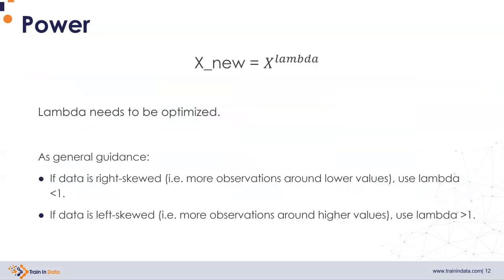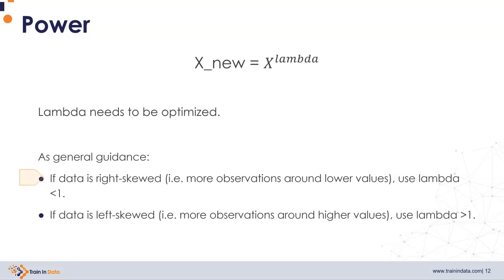The power transformation consists in transforming the variable by powering the values of the variable to a certain exponent. And this exponent needs, of course, to be optimized. It could be part of some hyperparameter optimization.